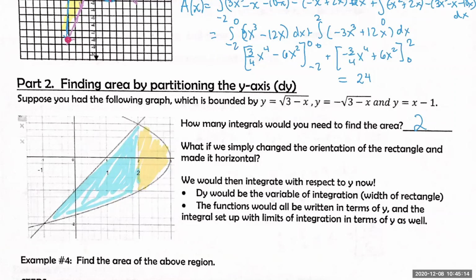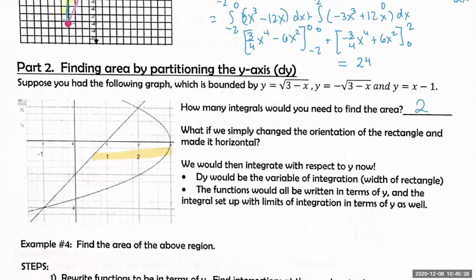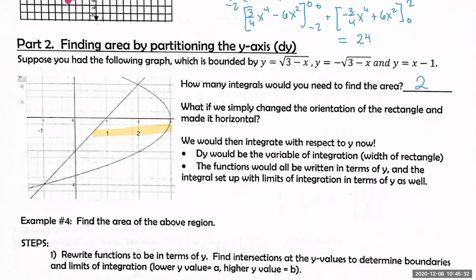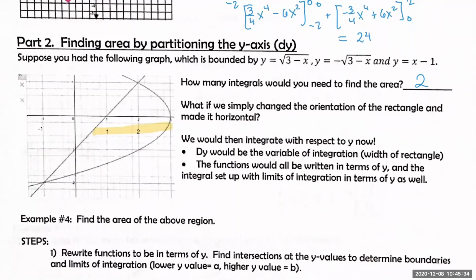Whereas if I decided to instead think of the rectangles going in this direction, then I have just one integral that I have to set up. So in this case, it was 2 if we kept the orientation vertical. So what we're going to do instead is switch it so that it's horizontal. So notice that the rectangle that I drew has a width of dy, a very small change in y.